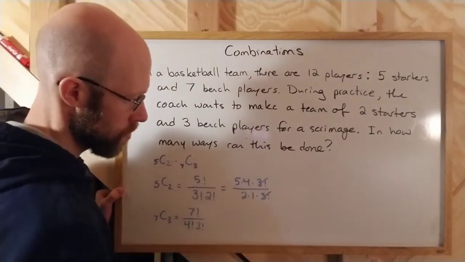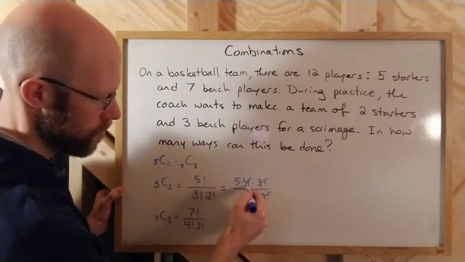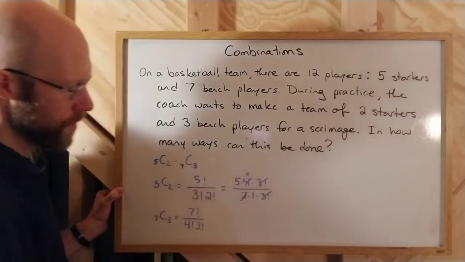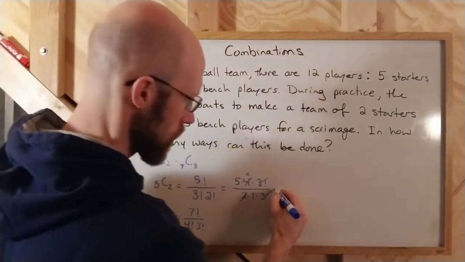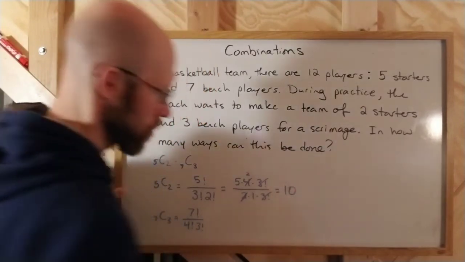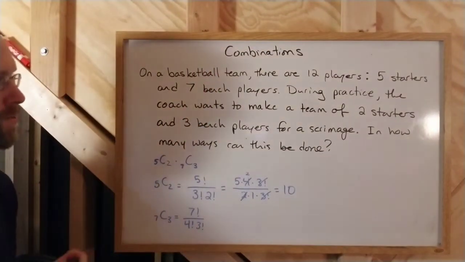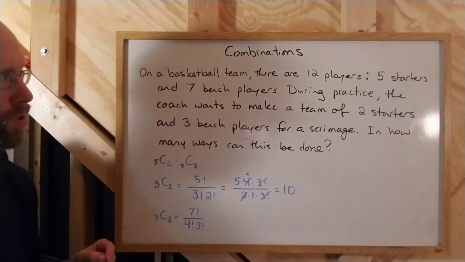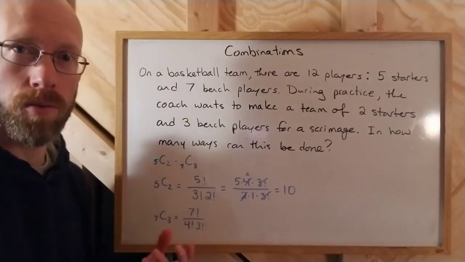Anyway, I can cancel the 3 factorials. The 2 will reduce with the 4. And so I really have just 5 times 2, which is 10. Okay, so I have 10 different ways of choosing 2 players out of the 5 starters. 10 ways to do that.